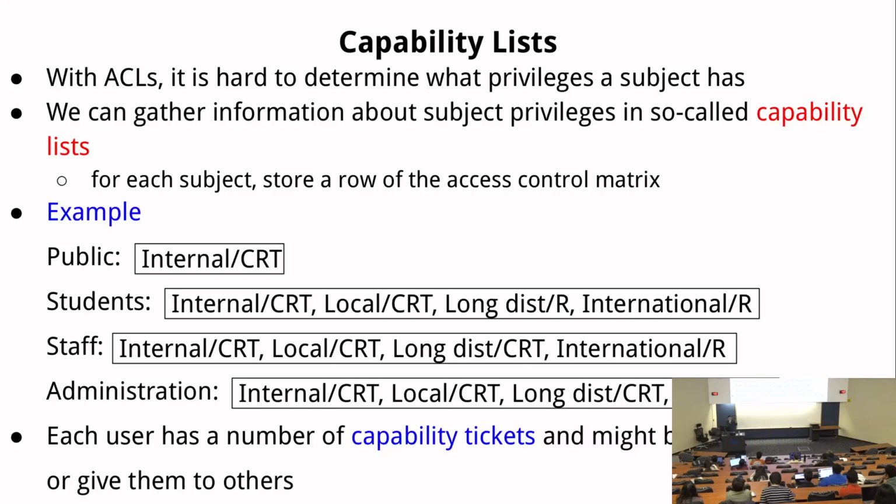Going back to the telephone example, then public is the subject here. The public can only do internal calls, can receive internal calls. The students can do internal calls, local calls. They can receive long-distance calls, right? So in this case, the permissions are associated with the subject, and this is called the capability list.